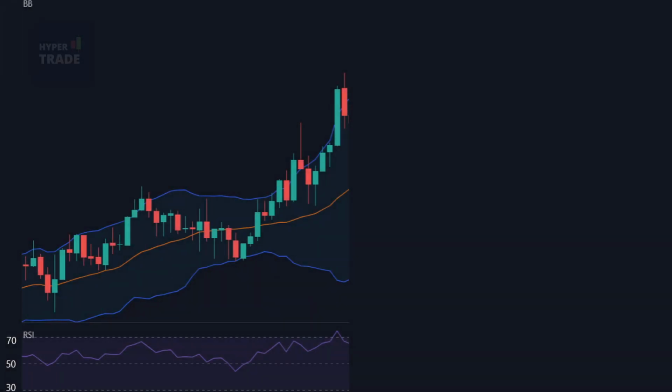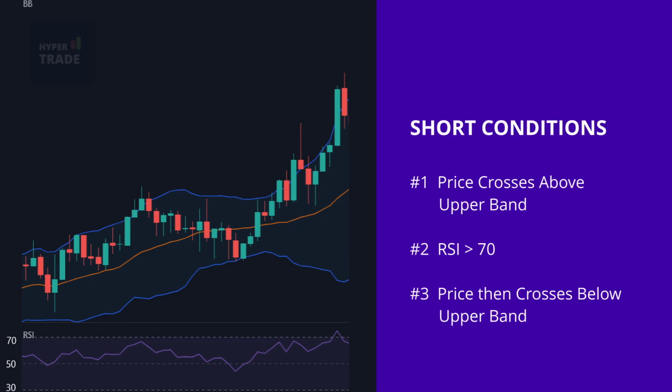This will be our first short trade example. Our conditions are actually a reversed version of our long conditions. First, the price must cross above the upper band. Second, the RSI must be above 70. When both of these happen, wait until the price crosses below the upper band.